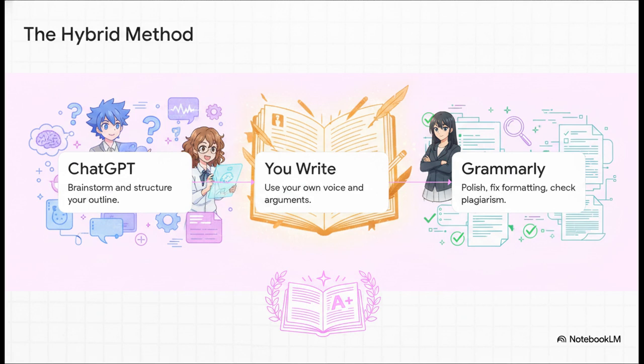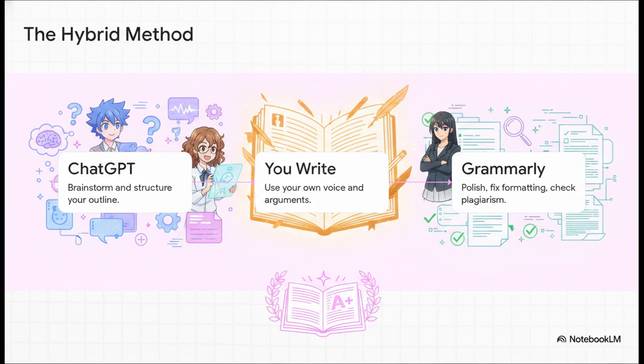Step 1. Use ChatGPT at the very beginning to brainstorm, structure your outline, and really grasp those difficult concepts. Step 2. Now this is the most important step. You write the paper yourself, using your own authentic voice and your own arguments. Step 3. Bring in Grammarly at the very end to tighten up those sentences, fix the formatting, and run that crucial final plagiarism check.